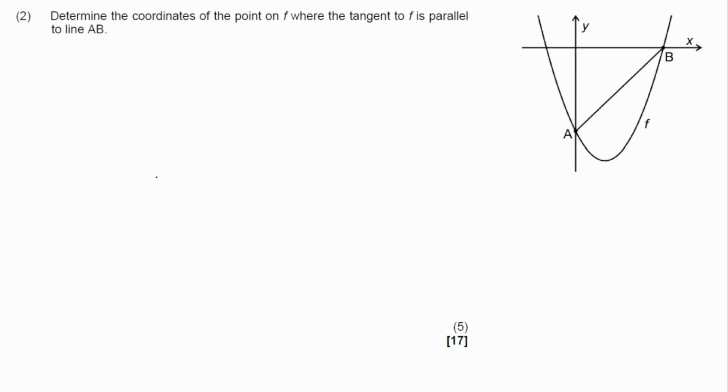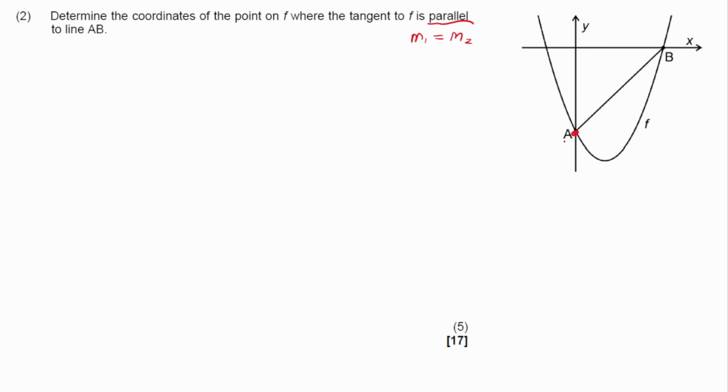Nice. Now it says determine the coordinates on the point of f, so on our parabola, where the tangent to f is parallel to line AB. So firstly, we need to look here. Parallel. So when we think of parallel lines, we need to be thinking of where the gradients are equal. That's when lines are parallel. So we need to find the coordinates on the point of f where the tangent is parallel to the line AB. So we know how to find the gradient of the tangent, that's just the derivative at that point, and we know how to find the gradient of AB because we know the coordinates.